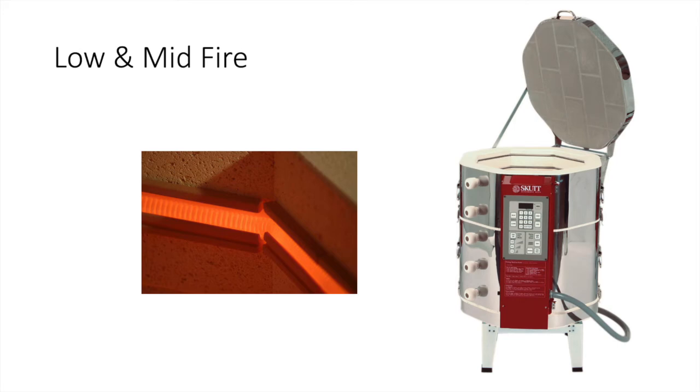And usually we don't do the high fire firings in the electric kiln. You can, but you usually don't because it can wear out the element pretty quick. And so it's just hard on your kiln, and you can't get the reduction unless you light something on fire inside your kiln, which is untraditional and also not good for your kiln.